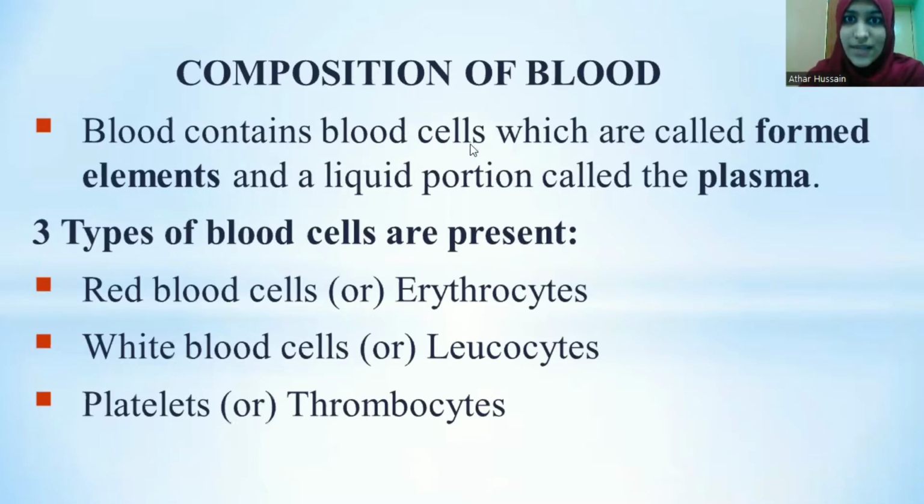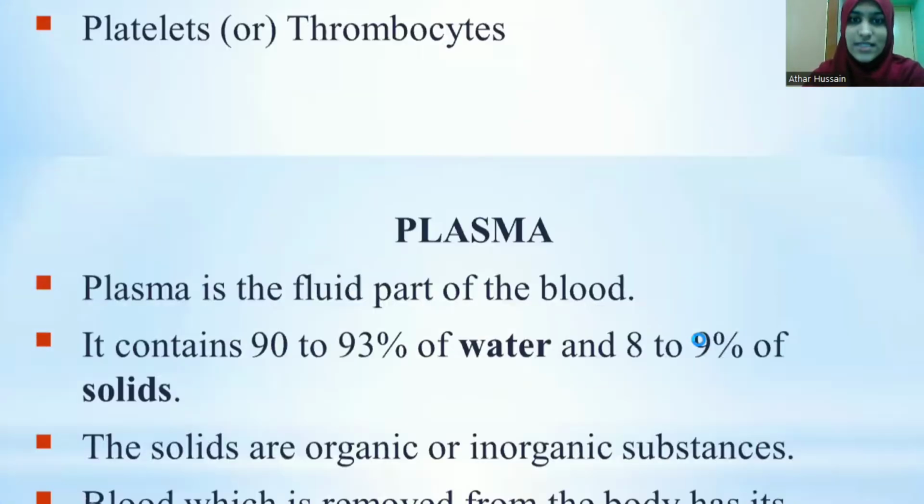Blood contains blood cells, which are called formed elements, and a liquid portion called plasma. There are three types of blood cells. They are red blood cells, you can call it as erythrocytes; white blood cells, you can call it as leukocytes; and platelets, you can call it as thrombocytes.